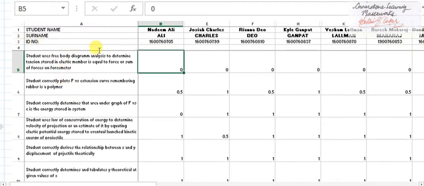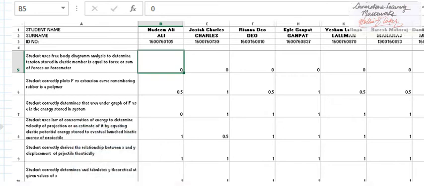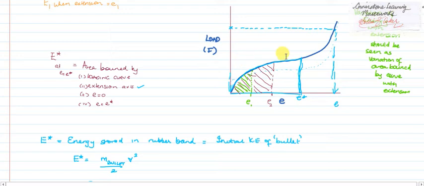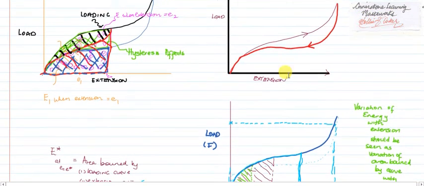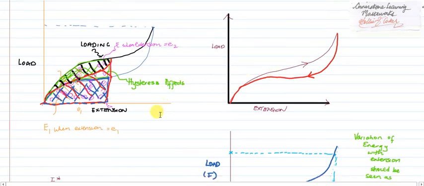So I expect to use some kind of free body diagram just to say that the tension stored in the elastic member is equal to the force on the force meter. Alright? Student correctly plots F versus extension because remember it is a polymer. That is to say, I expect to see the shape that I showed you. Polymers like rubber band, like rubber, have that kind of shape. This general shape. Some of you will actually have left out those points on the line. No. Include those points on the line. That's the shape you expect to get.